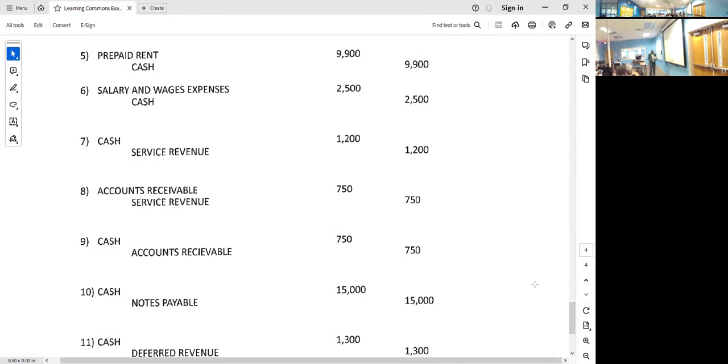Number 10 says you borrow 15,000 cash from a local bank. Remember I told you, it may not say sign a note, but if you got it from a bank, it's a note. It's a note if you got it from a bank. And then they told you what, 3 years? So if they told you 3 years, what type of notes payable is it? Long term, absolutely. It's a long term notes payable.